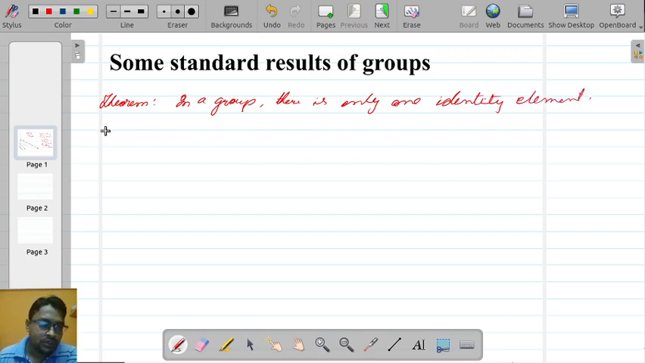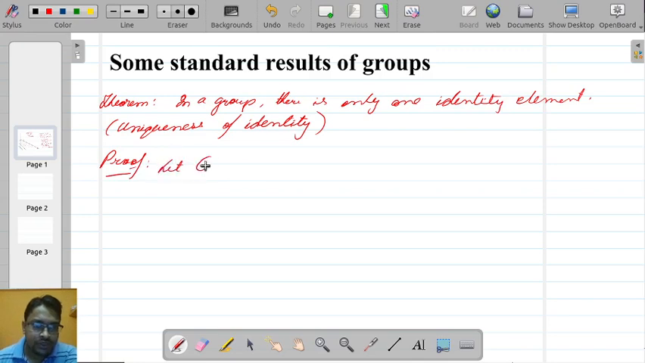This is an important theorem, or it can be stated this way: the identity element in a group is unique. So this is basically uniqueness of identity. Uniqueness of identity. So how do I prove it? The proof is very simple.